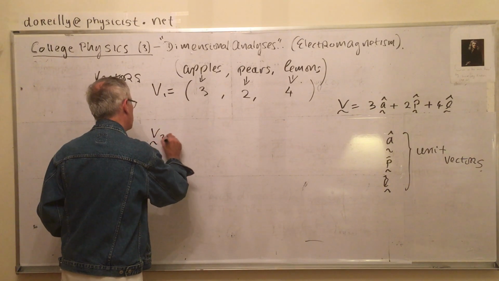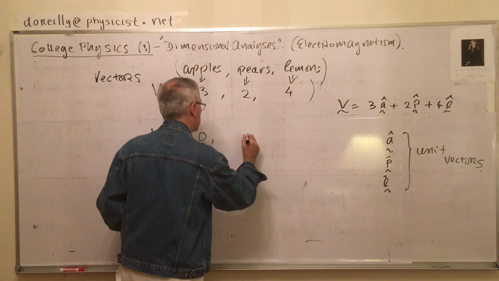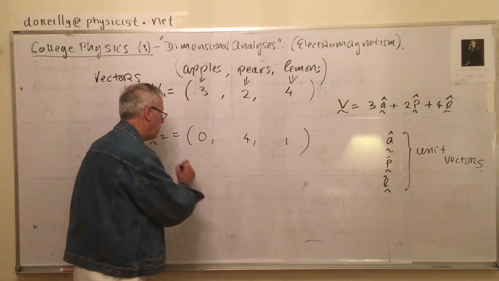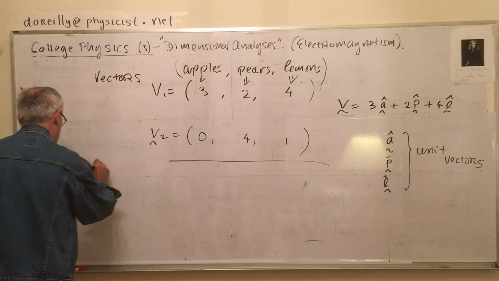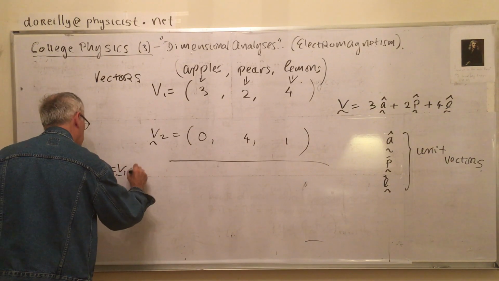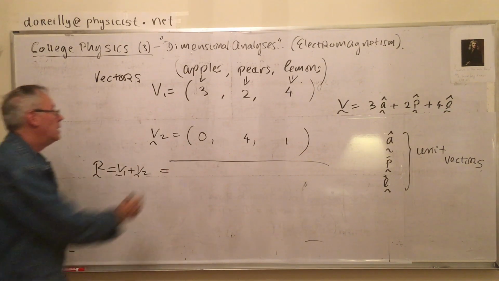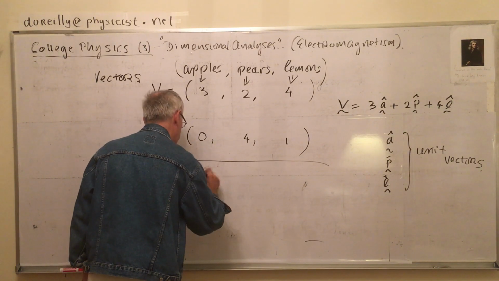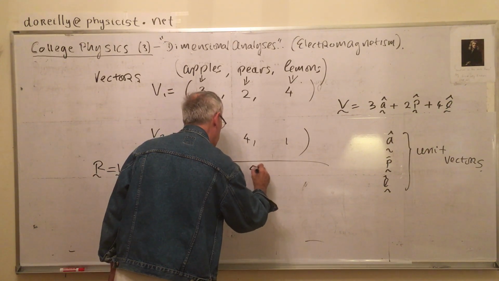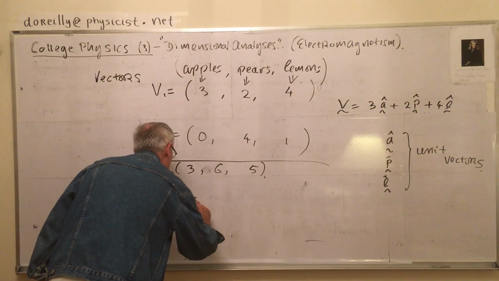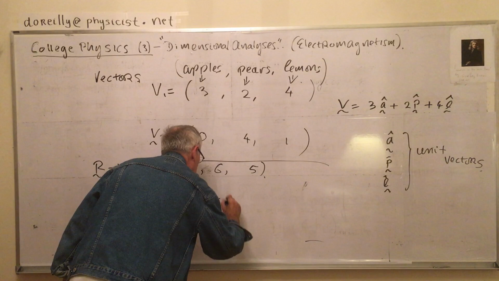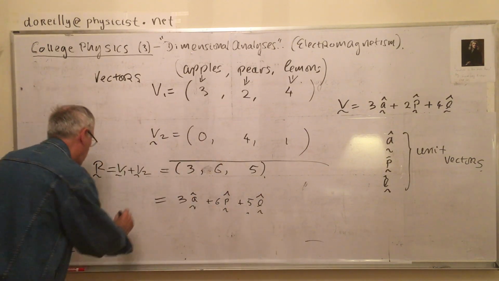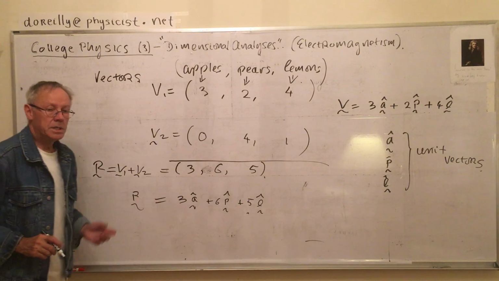And we take another vector v2. Now the second bag has no apples, 4 pears, and 1 lemon. But if I take the resultant for the 2 bags, if I throw the 2 bags together, I get 3 plus 0 is 3 apples, 4 plus 2 is 6 pears, and 4 and 1 is 5 lemons, or simply the new vector R. Okay? The new vector is the resultant of adding the 2.